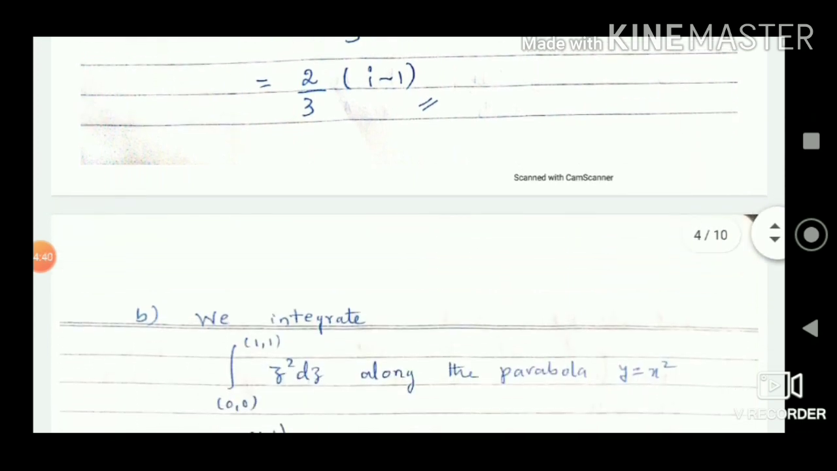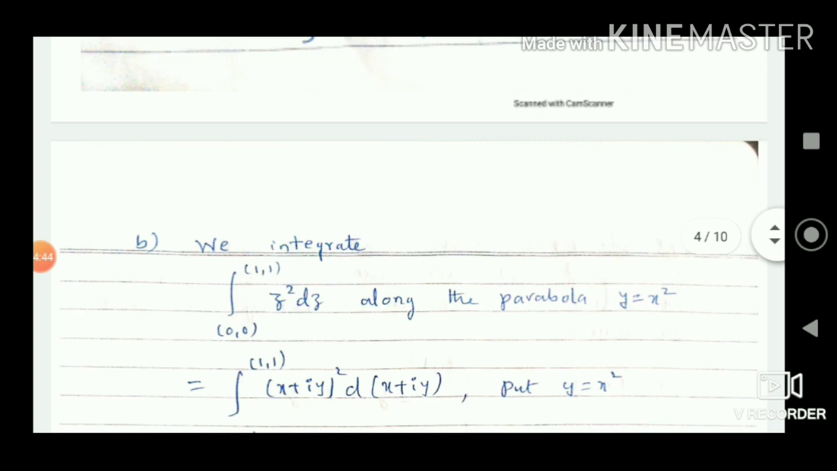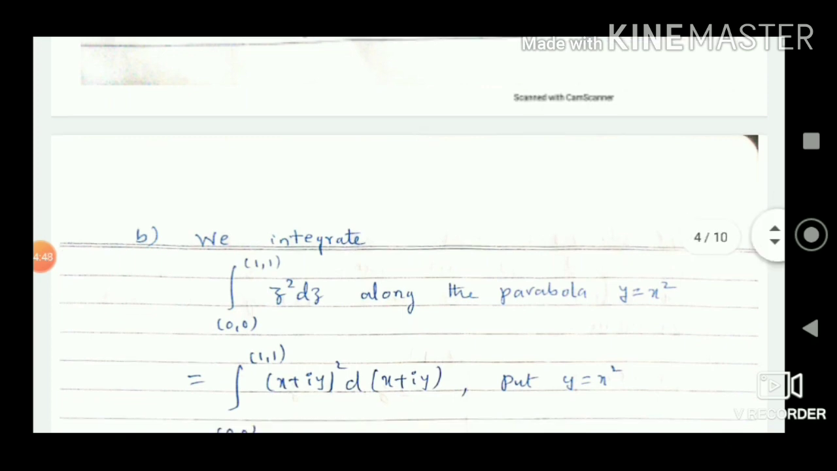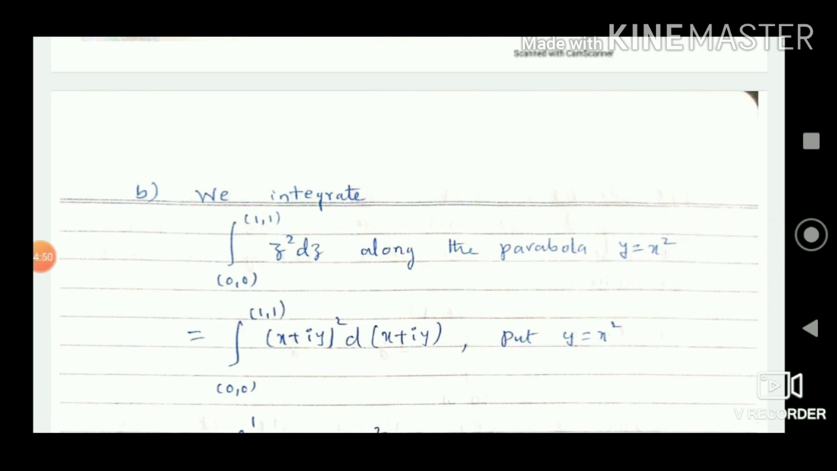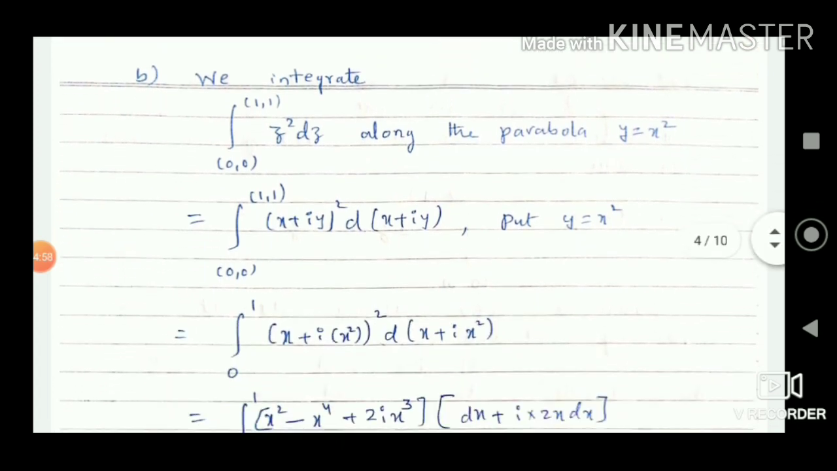Let us take the second part, that is b. I am going to integrate the same function but along the parabola y equal to x square. So here I am supposed to substitute y as x square wherever y is there. So I am rewriting the z value, z equal to x plus iy, and then I am supposed to substitute y equal to x square.